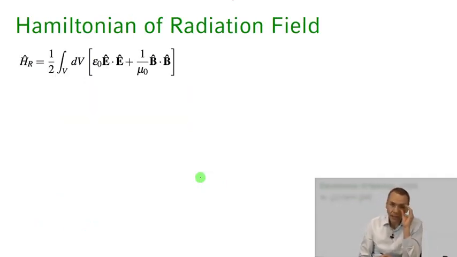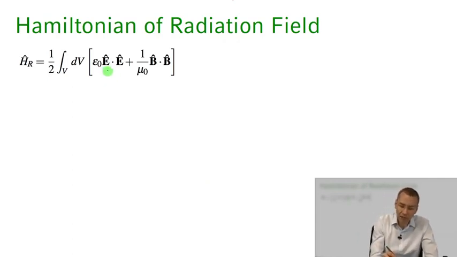All right, so let's now calculate something else. Let's calculate the Hamiltonian of the radiation field. We said in the classical case that's just the integral over the energy densities of the electric field energy density and the magnetic field energy density. We integrate over the volume of our box to calculate the total energy in the system. So we can do formally the same thing. We just now don't use classical fields.